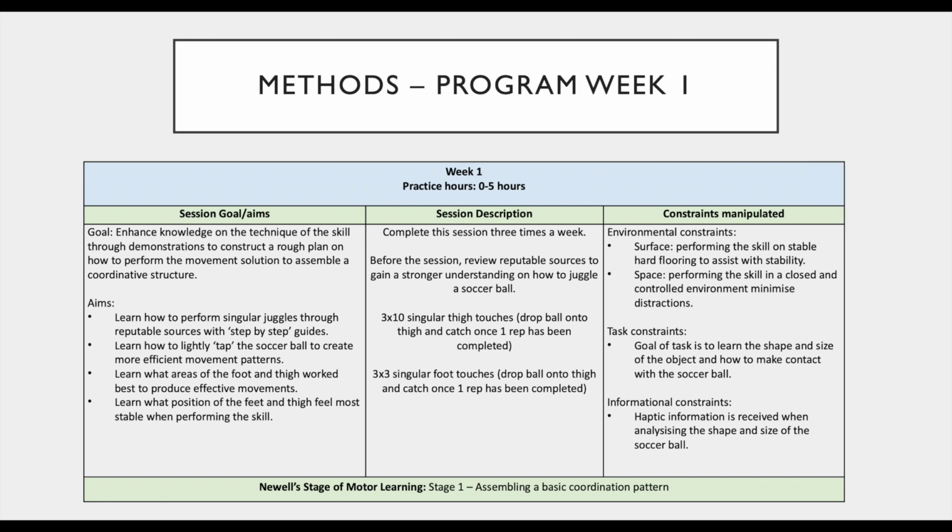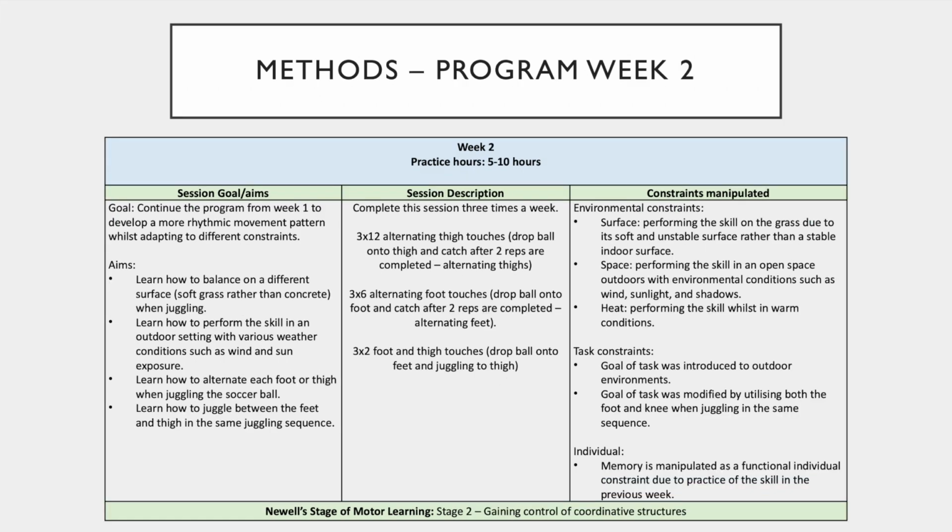By the end of the first week, some attractor states were developed as a basic coordination pattern was emerging. This was due to the learner's intrinsic dynamics, which were becoming more stable with practice. So the goal of week 2 was to continue the development of a rhythmic movement pattern whilst adapting to different constraints. This week reflected stage 2 of motor learning, which is to gain control of the coordinative structures.